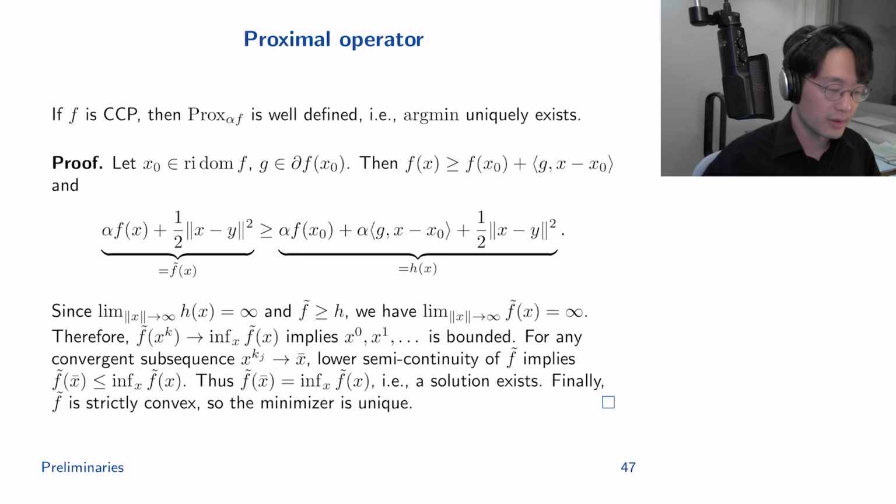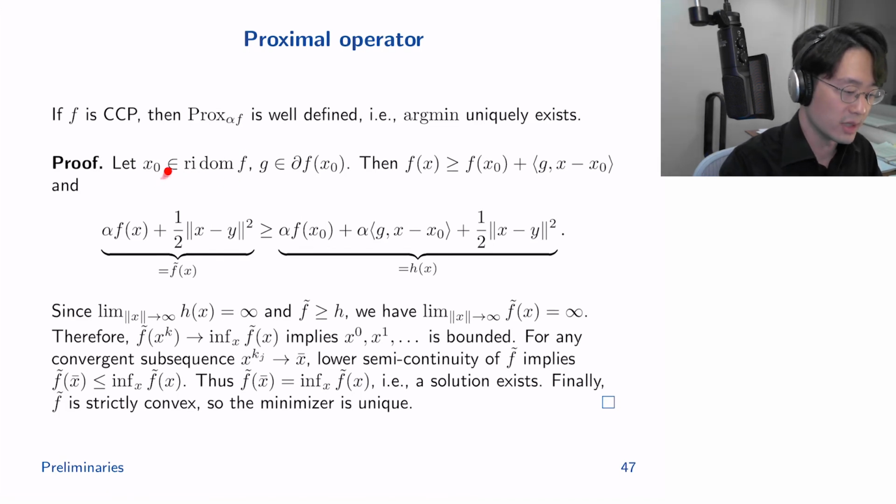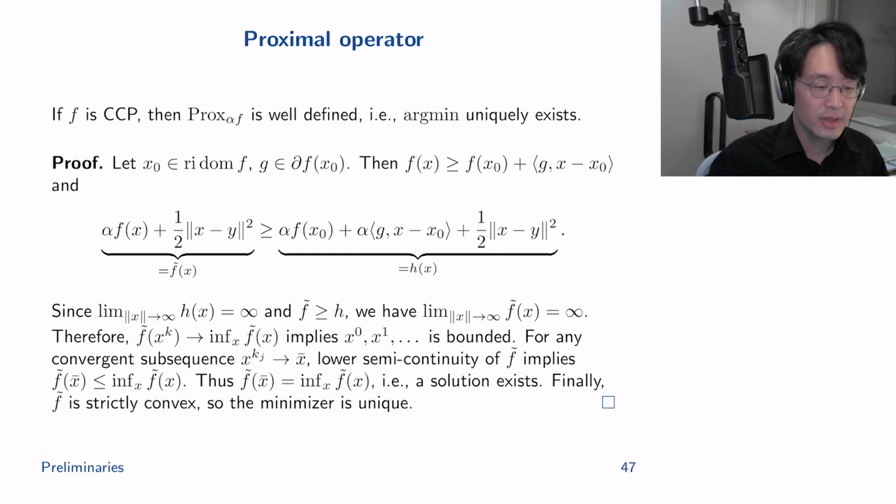Given a CCP function f, because the function is convex and proper, the domain is a non-empty convex set, and the relative interior of a non-empty convex set is not empty. Therefore, there exists a point x0 within the relative interior of the domain of f. Previously, we asserted that CCP functions are subdifferentiable at a point within the relative interior of the domain. So a subgradient g of function f at point x0 exists. This allows us to construct the affine lower bound, which globally lower bounds our convex function by the definition of subgradients.